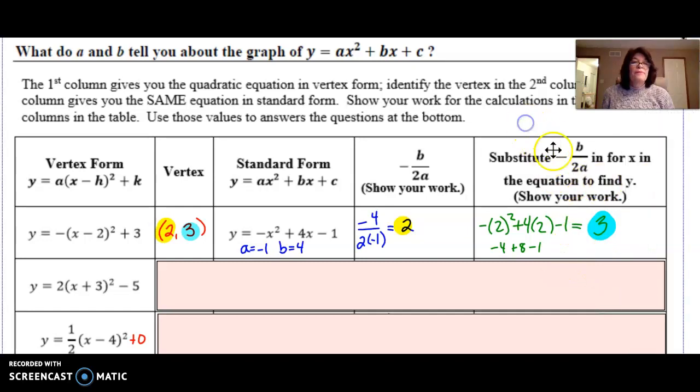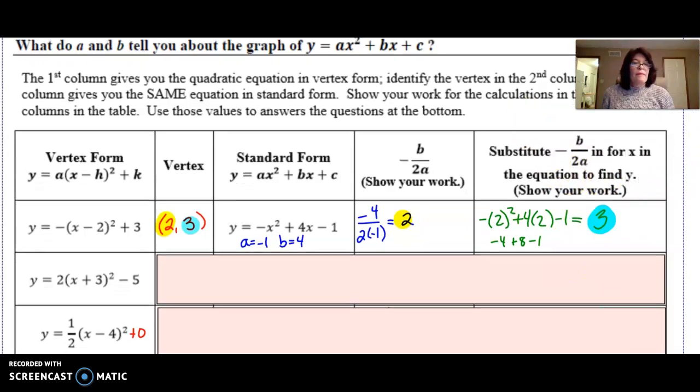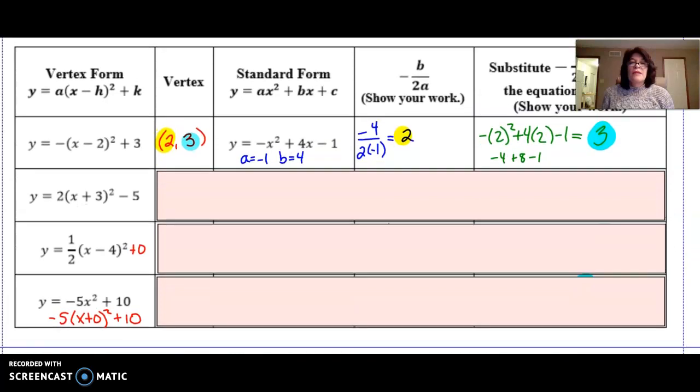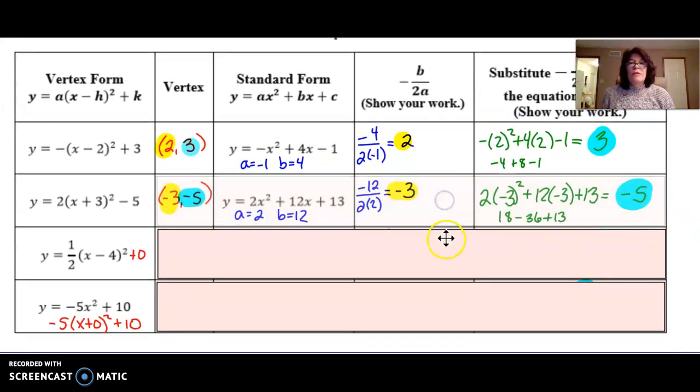Okay, so I know we did a couple of these already, but I just want to show you the work. Okay, here I can see that the vertex is -3, -5. Love it. This is the same equation, just given in a different form. We're going to take the opposite of b, which is 12, divide it by 2 times a, which is 4. -12 divided by 4 is -3. Yep, that's the x coordinate of the vertex.